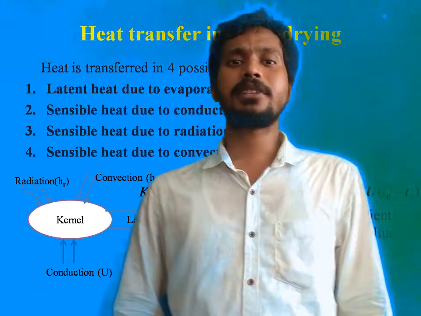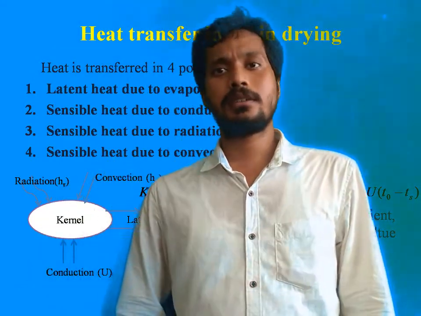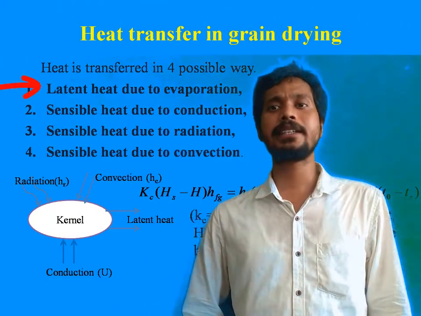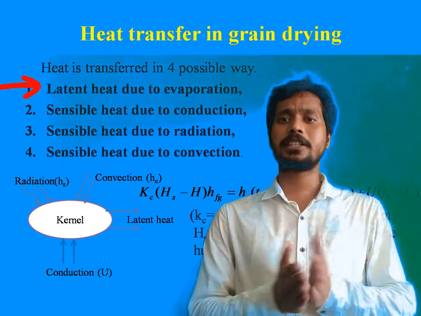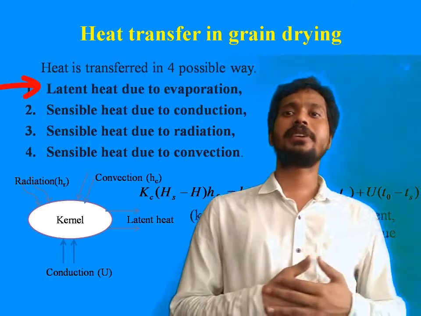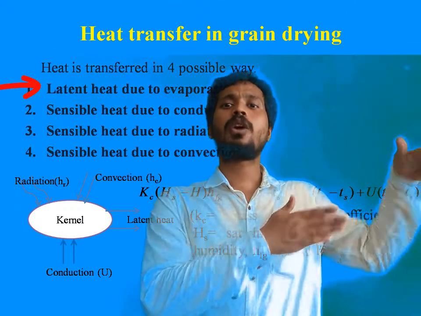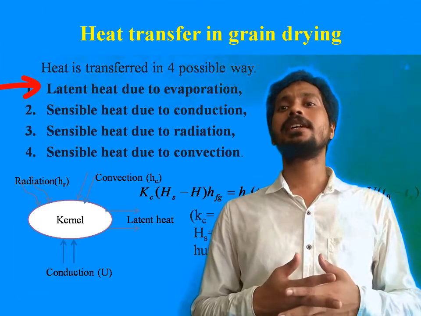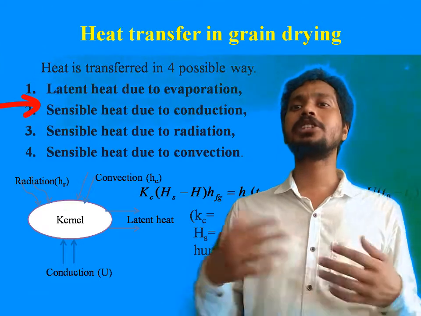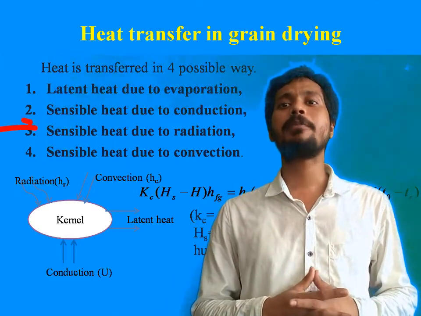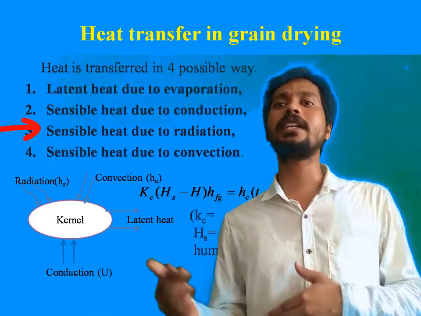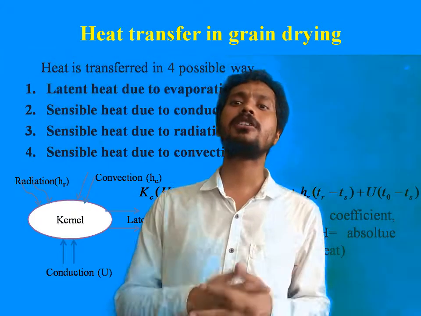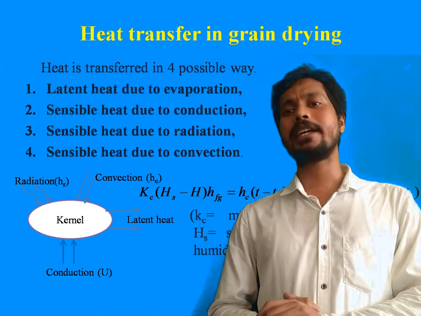Next, there are different heat transfer methods. One is first latent heat. Latent heat is nothing but the phase change, and phase change means moisture changes to water vapor into air. So that is the latent heat due to evaporation. Then there is sensible heat due to conduction, then sensible heat due to radiation, and then sensible heat due to convection. So these are the possible ways of heat transfer that occur during grain drying.